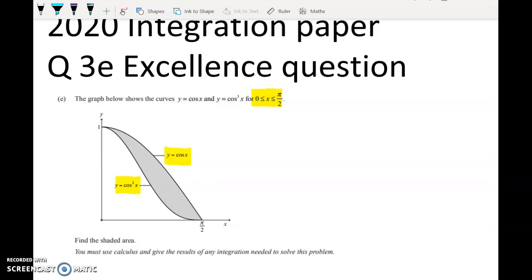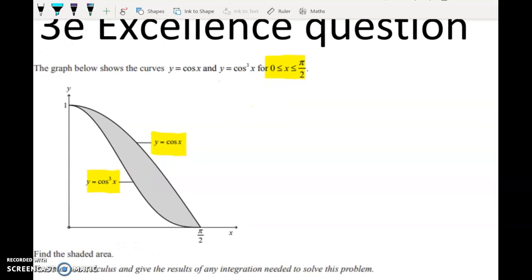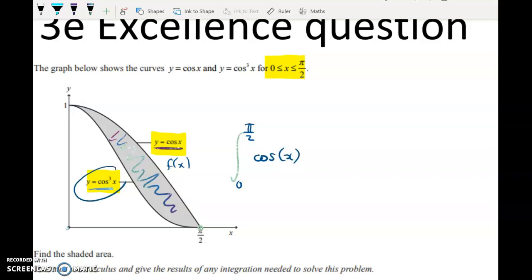So I'm kind of surprised that this is an excellence question, really, because what we're working with is just one area where we've got the top function minus the bottom one, and we've got very clearly defined limits of integration. So what we're trying to work out is this. It's the area between pi on 2 and 0 of this top function, which we can call f of x. So cosine of x is everywhere above this one, so it's cosine of x minus cosine cubed of x dx.